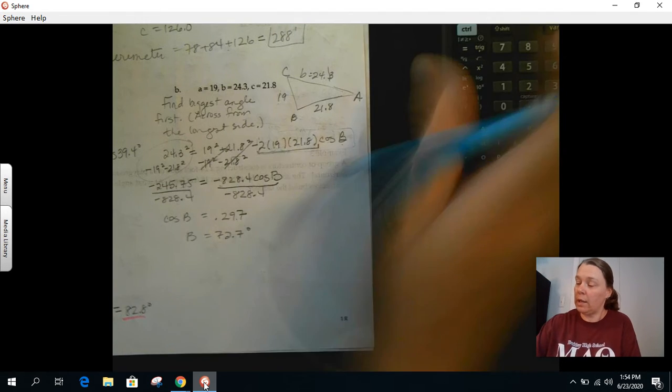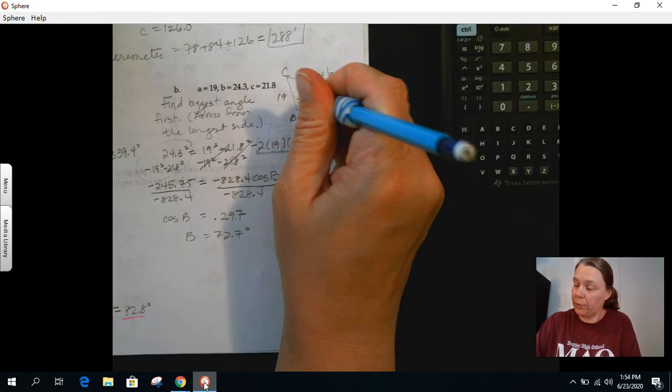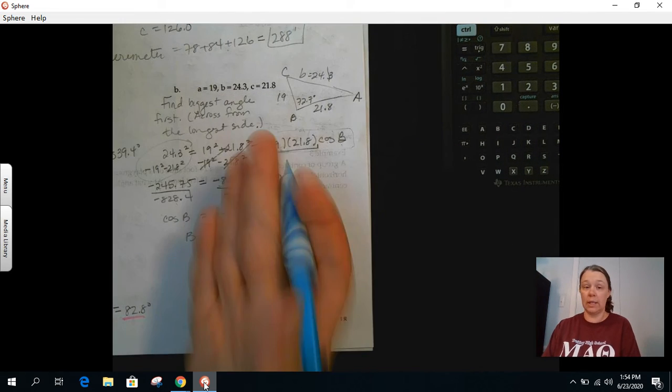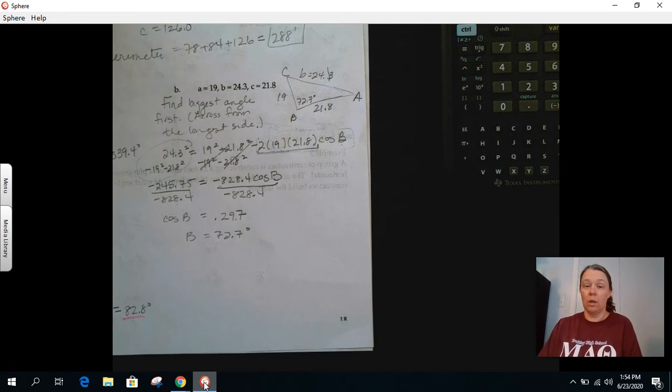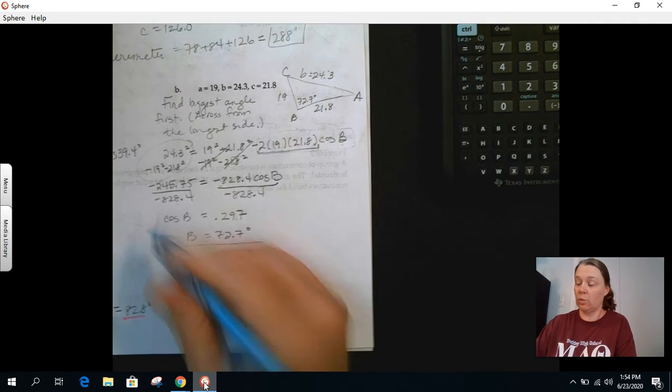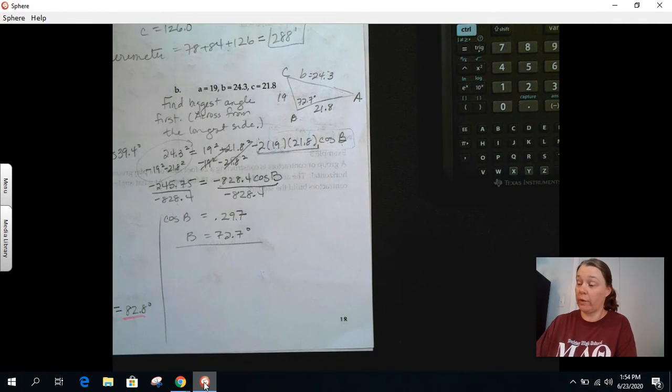Okay, so I know B is 72.7 degrees. Now, to get A and C, to get one of them, you could go through this again with another angle and side and do that whole business again. Or now that I have an angle and the side across from it, I can go for the law of sines, which to me is just way faster than the law of cosines.